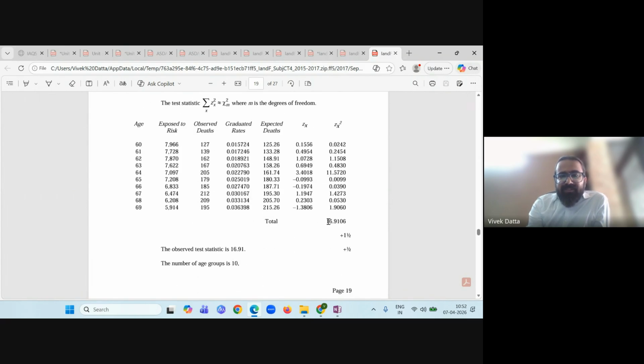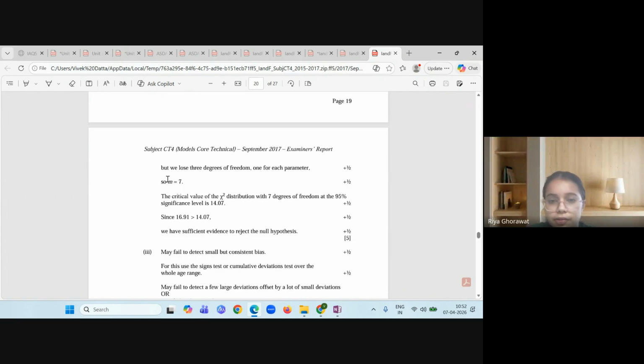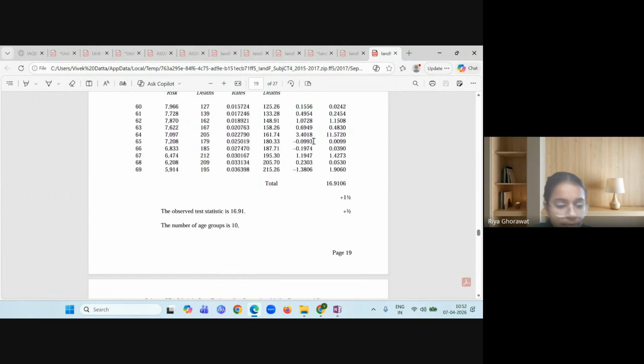Here the answer is 16.9106. How many of you got 16.9106? I'm hoping all of you. Yes, sir, I got 16.87. So some rounding issues, check your individual values and see.